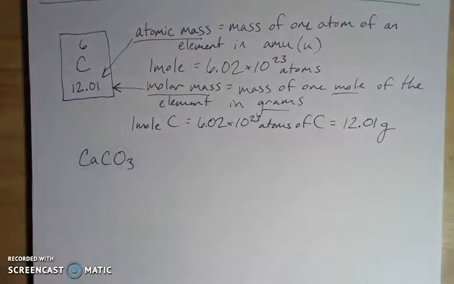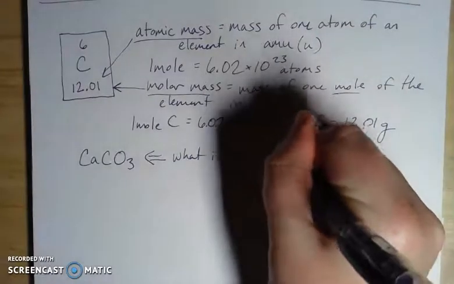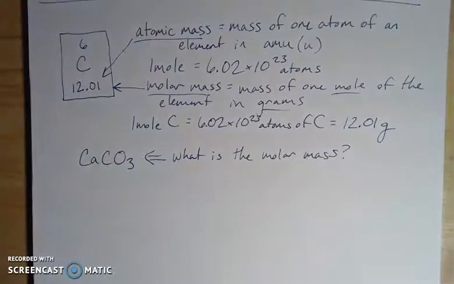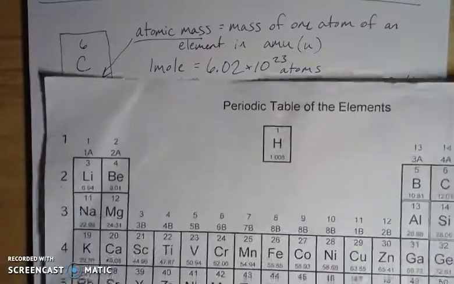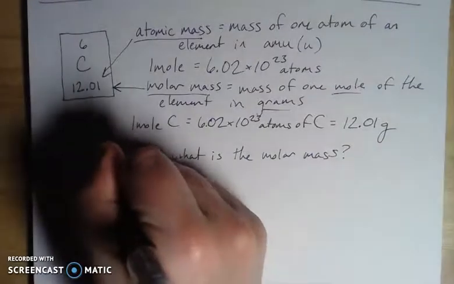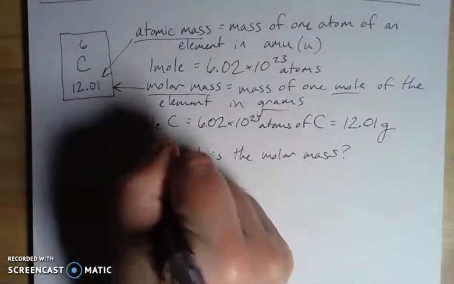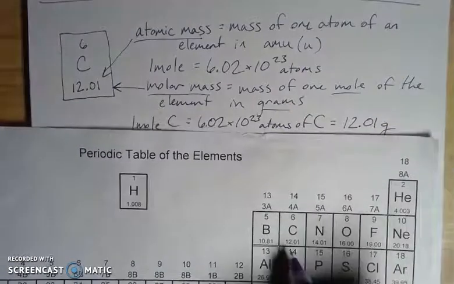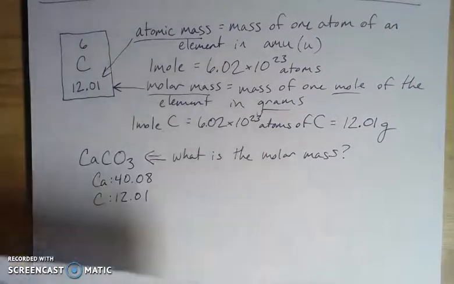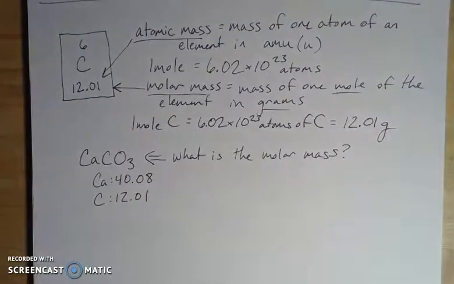So if I wanted to say, what is the molar mass? So maybe that's going to be useful for some reason. We'll get into the some reasons when we talk stoichiometry in a bit. Then I would go to the periodic table and I'd find calcium. Calcium is 40.08. And then I'd go and I'd find my carbon, which we already know is 12.01. And then our oxygen, which is 16.